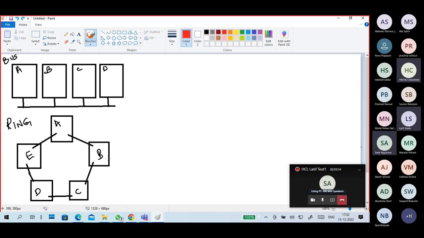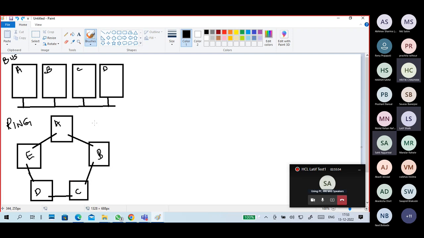Again, I'm telling, if any device is down or a wire is broken, no further communication. Means A to B communication will stop, but B to A communication runs. That kind of communication happens. Difficult to troubleshoot, difficult to scale. Scalability means ability to increase the size. Means I want to add one more device, again I have to connect like this.